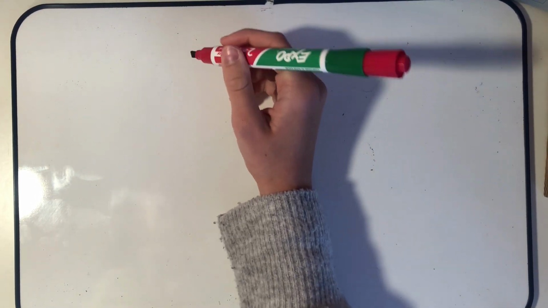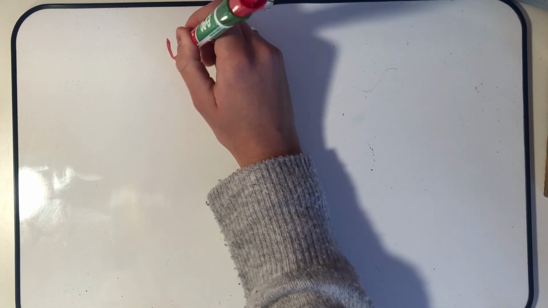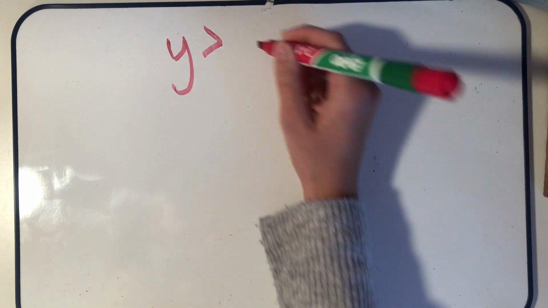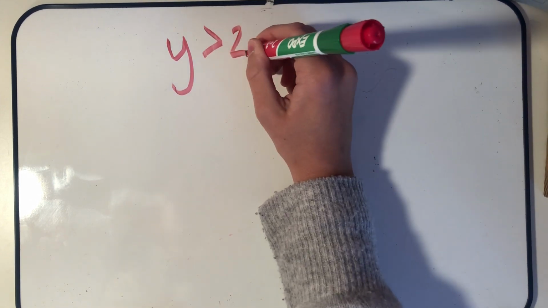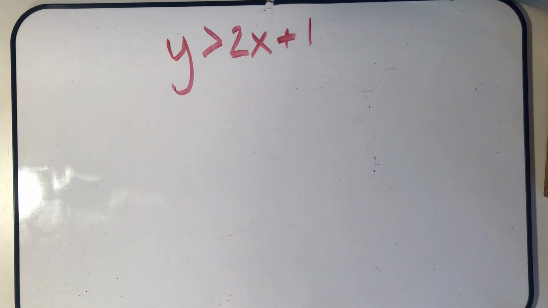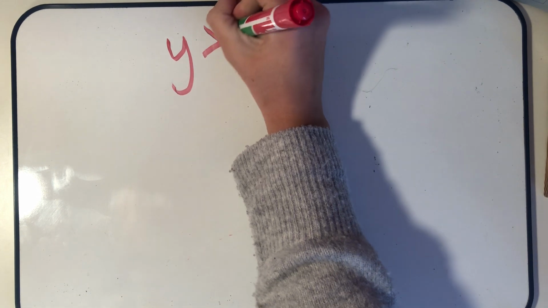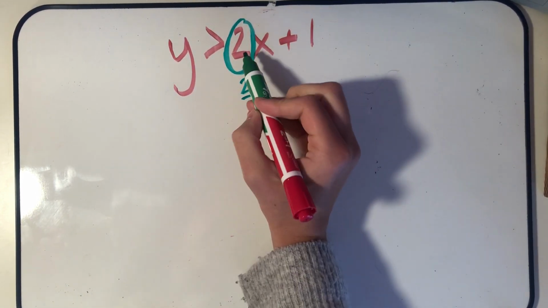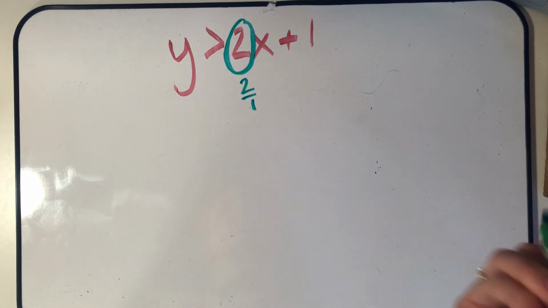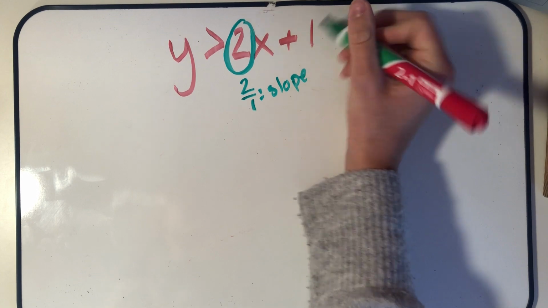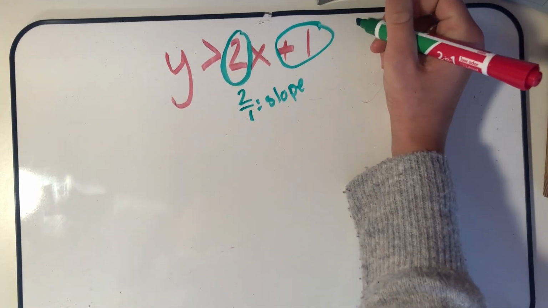Okay, so let's do y is greater than 2x plus 1. So the first thing that I'm going to do, even though it's an inequality, is identify the slope. So it's a solid number, so it's actually 2/1 because there's no denominator. We know that the denominator is 1. Slope. And then our y-intercept is +1.